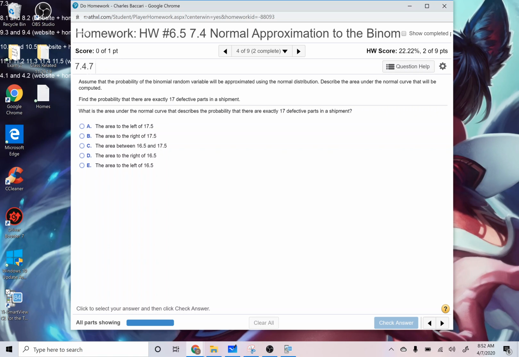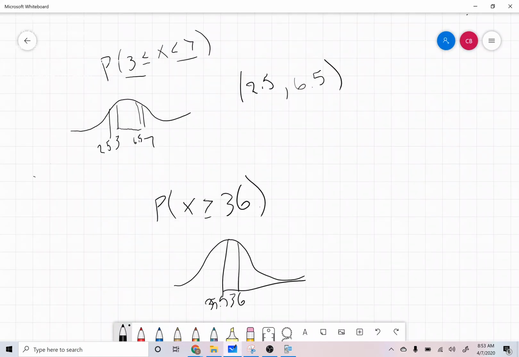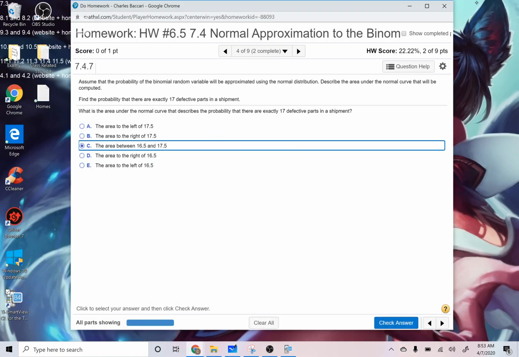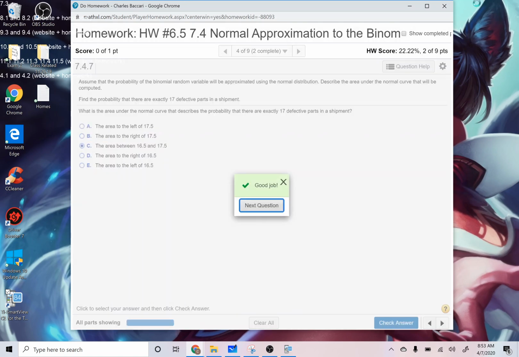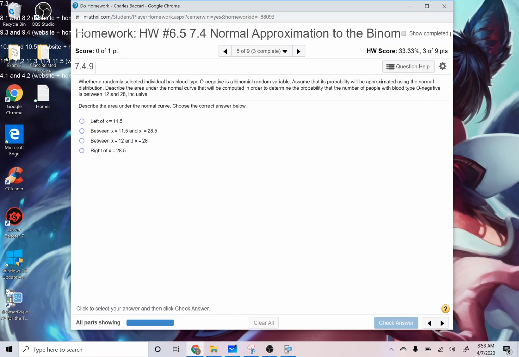What is the area under the normal curve that there are exactly 17? So this one's a little bit more different. So we have P of x being equal to 17. So you've got your curve. Here's 17, doesn't matter where. We can approximate it if we go 16.5, 17.5. And so between 16.5 and 17.5, we check the answer and we got the answer right. So that's one nice thing about this. It allows us to do when it's equal to.